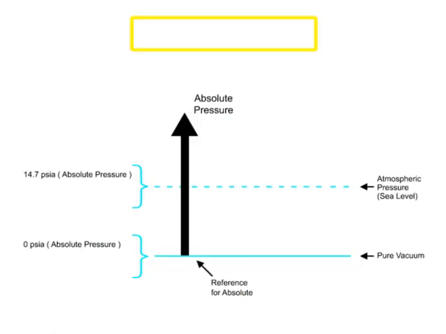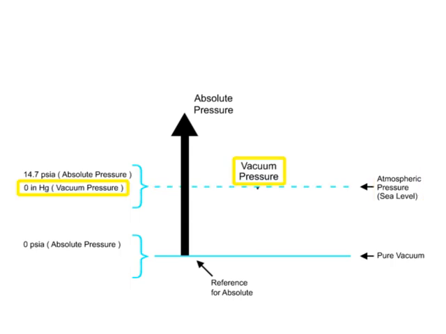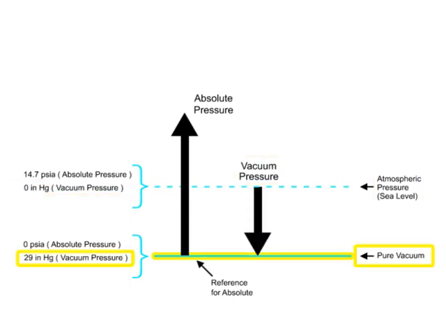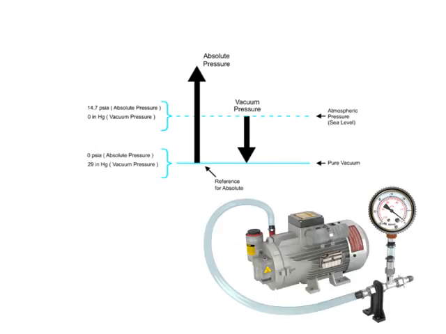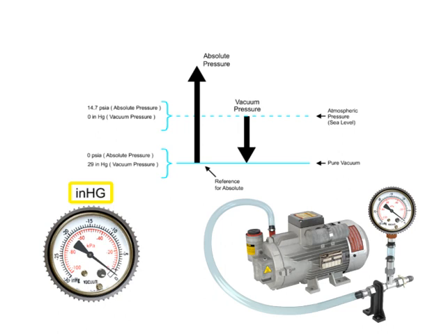For vacuum pressure, the scale begins at atmospheric pressure at sea level as the reference and ends at complete absence of pressure or pure vacuum. The unit of measurement for vacuum is inches of mercury. At sea level, the measurement scale indicates 0 inches of mercury, and at pure vacuum, the measurement scale indicates 29.92 inches of mercury.